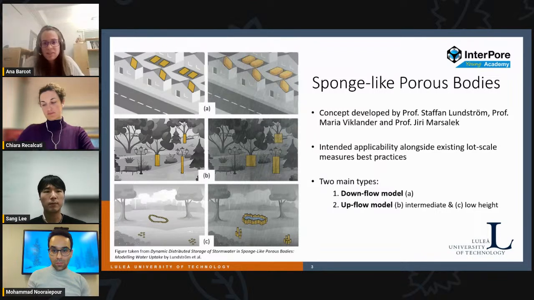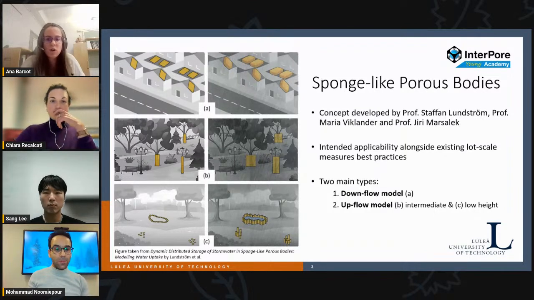The sponge-like porous bodies are divided into two main types. We have the upflow model, which is presented here on the figure in B and C, consisting of two types, intermediate height and low height structures. And also we have a downflow model presented in figure A. So the main difference between the models is that when the downflow model comes into contact with the rainwater, so the rainwater comes in direct contact with the absorbent material of the model, it swells vertically, and it is intended to be placed on rooftops, on ground, playgrounds, and larger areas.